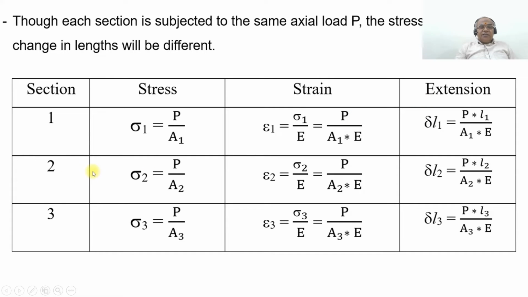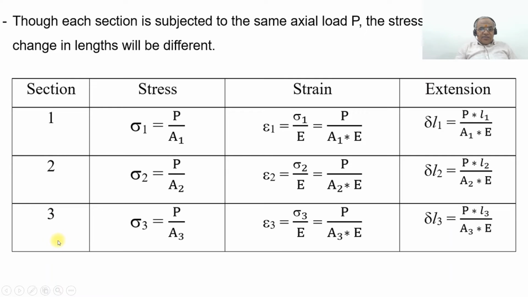Similarly, for section 2, stress sigma 2 equals P by A2. Epsilon 2 is nothing but sigma 2 by E, and epsilon 2 is also delta L2 by L2. So you cross multiply L2 here, and delta L2 equals P into L2 by A2 into E.